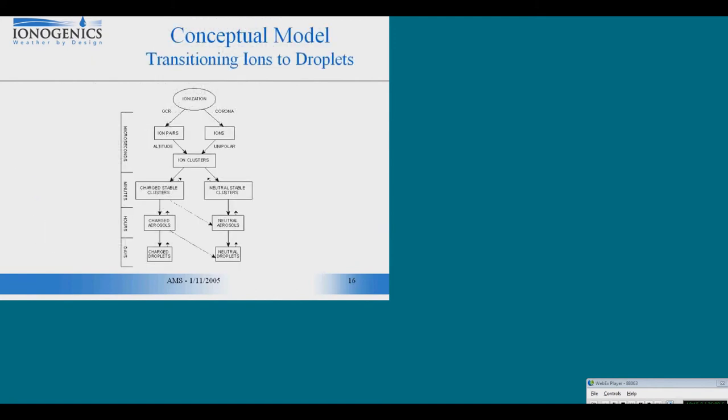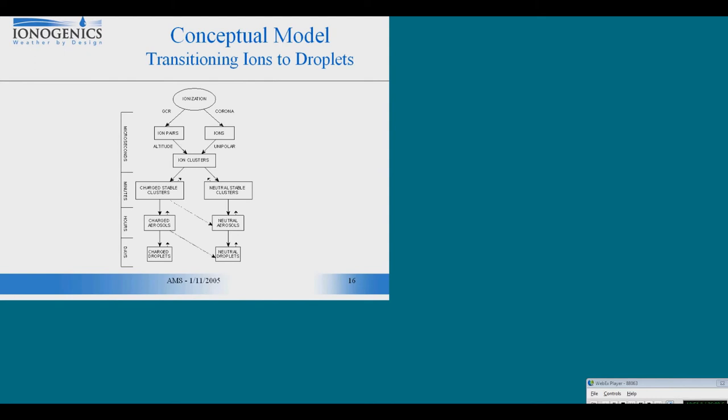The model is that you have ions produced either by cosmic rays or by corona effect. They very, very quickly form ion clusters in a matter of seconds or even fractions of a second. These ion clusters then, going on the fast track, which is the charged part, are going to form very stable charged clusters, and they will grow to become nanoparticles in the order of 3 to 10 nanometers.